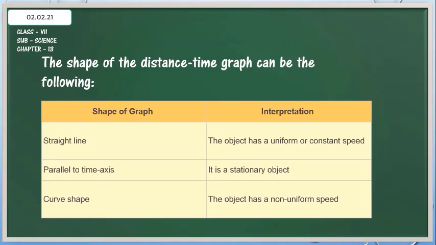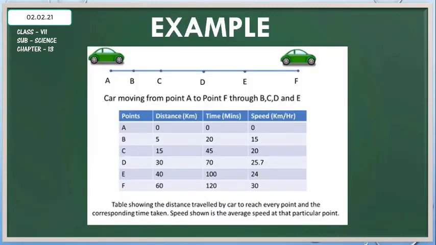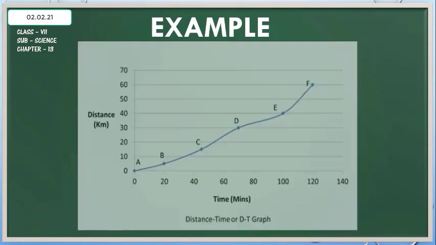In case the distance time graph is a straight line, it indicates that the object is moving with a constant speed, which is an example of uniform speed as well. Here's the data of a car moving from point A to point F through points B, C, D and E. Here's our line graph.